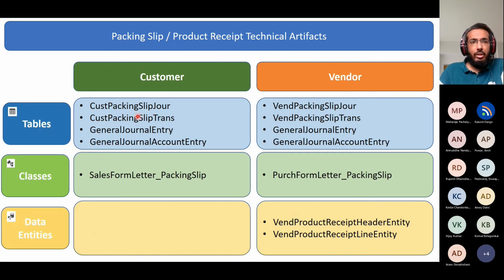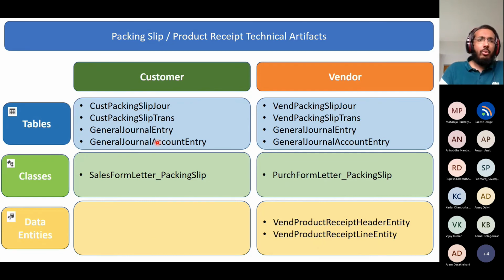Again, for these technical artifacts, you can see what we use is customer has a CustPackingSlipJour and CustPackingSlipTrans. These two tables again have the header and lines information. So Jour has the header information and Trans has the item or product related information, or line level information. Whatever packing slip we performed in the UI comes and sits in these two tables. I've added two additional tables also, which I'm going to brief you about, and what the functionality of these two tables is.